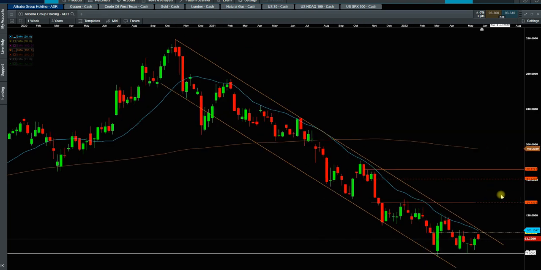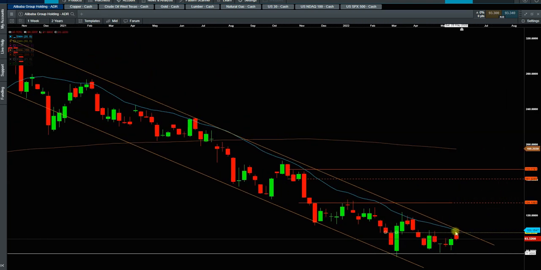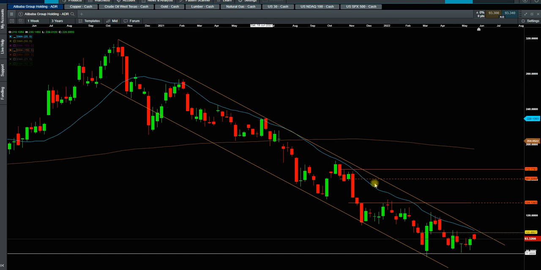But there are two things that we need to pay attention to. First of all, price needs to break through above this channel. This is a very classic downtrend channel. Price needs to close above this, and 100 is going to be your spot to keep an eye on. Price needs to close above $100 on a weekly candle.